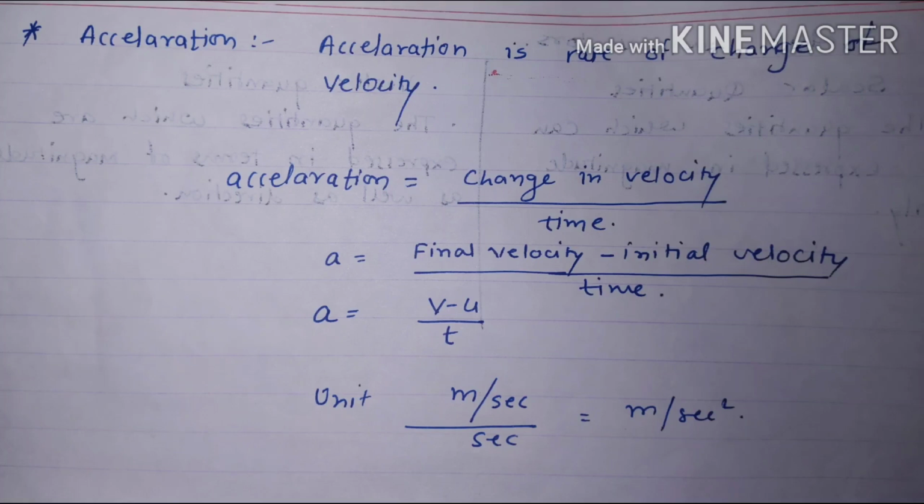The formula for acceleration is change in velocity upon time. You can see in the notes that the formula for acceleration a is equal to v minus u divided by t, where v is the final velocity. If you have to find a change in the velocity, it can be found by subtracting the initial velocity from the final velocity. We will see this from an example also.